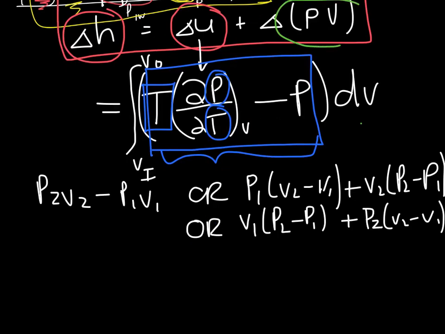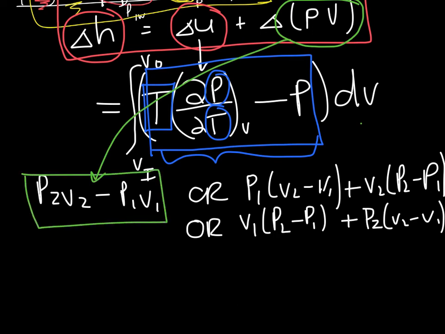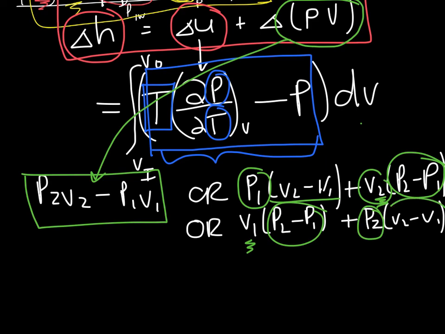This part of that expression can be evaluated in different ways. You can have this equation, or keep the pressure constant, change the volume. Now keep the volume constant, change the pressure, or first change the pressure at constant volume and now at pressure 2, change the volume.